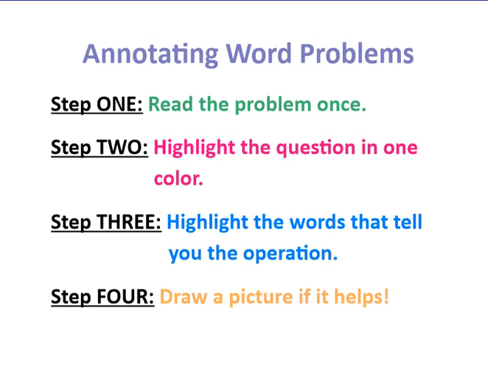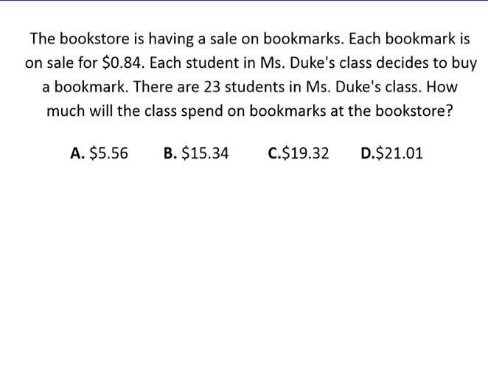Before we do, though, let's remind ourselves of our annotating rules. We need to do them every single time we see a word problem. We need to read the word problem once. We need to highlight the question in one color, so make sure that you do have your highlighters handy. We need to highlight the words that tell us the operation and draw a picture if it helps. If it's not going to be helpful to you, you can go ahead and omit that step. Omit means that you don't have to do it. But if it is helpful to you, then go ahead and draw the picture. Okay, so let's go ahead and get started.